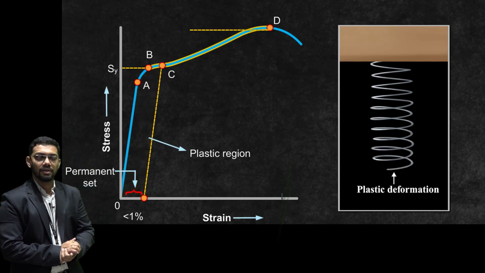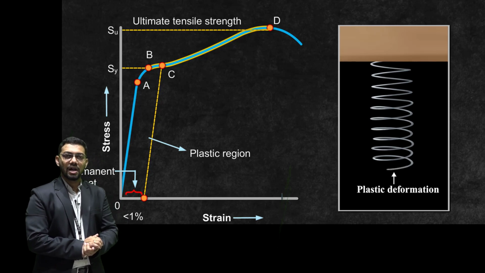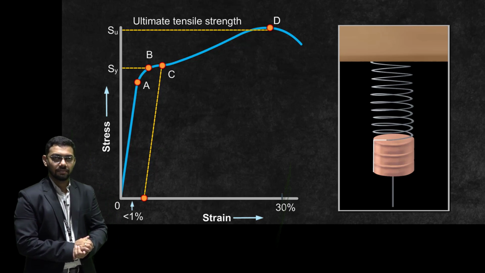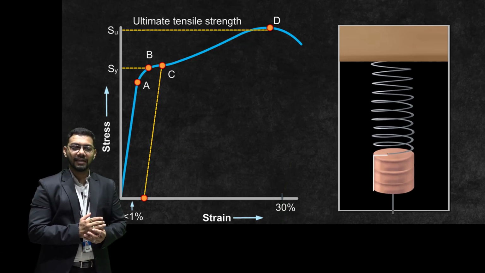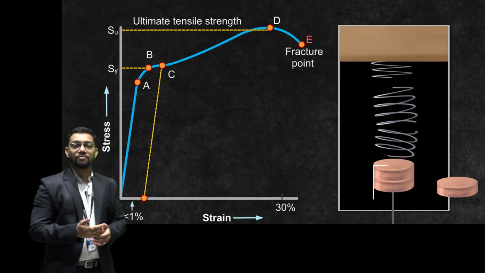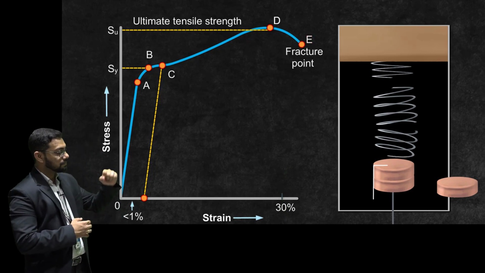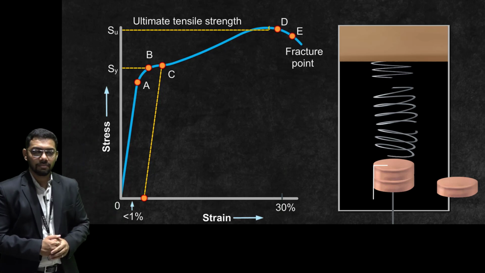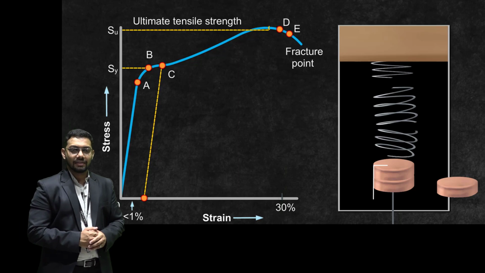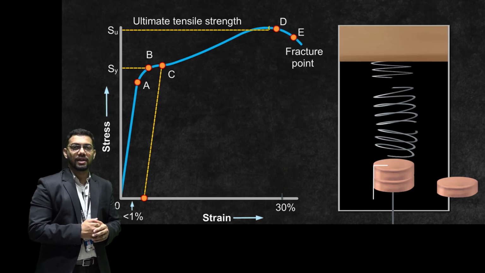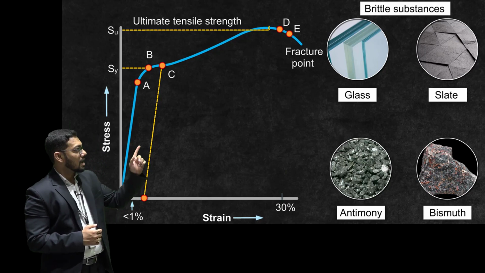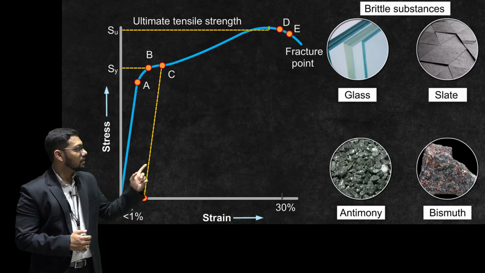The point D on the graph is the ultimate strength Su of the material. Beyond this point, additional strain is produced even by reduced applied force and fracture occurs at point E. If the ultimate strength and fracture points D and E are close, then the material is called a brittle material. Examples of brittle material are glass, slate, antimony and bismuth.